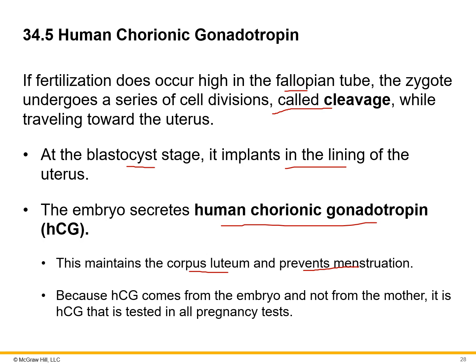So because that human chorionic gonadotropin comes from the embryo and not from the mom, that's what's actually tested in pregnancy. That's what is used in pregnancy tests, because only the embryo creates that. So it's positive whenever the embryo is present.